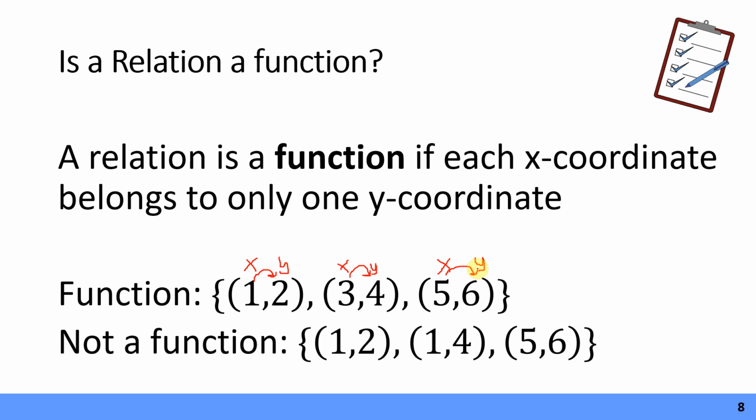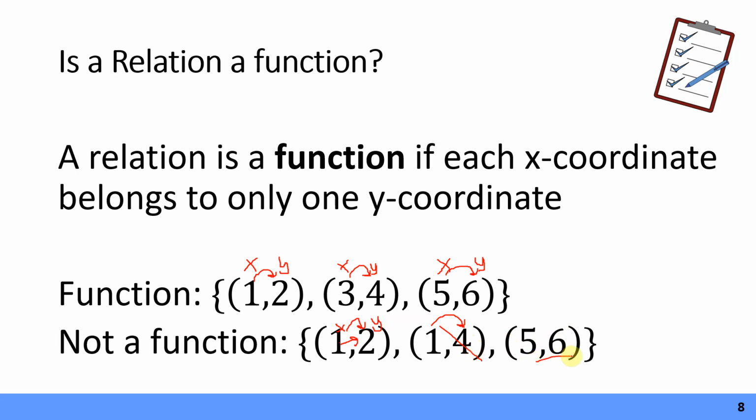On the other hand, this one is not a function, and hopefully you see why. This x belongs to this y. So the 1 belongs to the 2. That's okay. But then look at this here. This 1 also wants to belong to a 4. That's why this is disqualified, because the 1 should only have one y coordinate. The 1 we already said belongs to the 2, so it cannot belong to any other number. It cannot belong to 4, and that's why that is not a function.